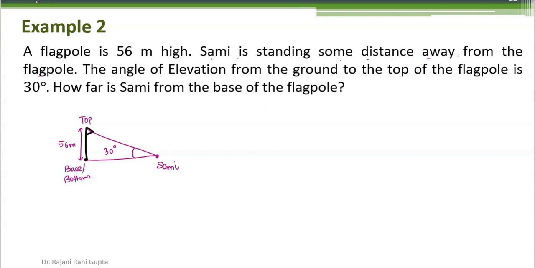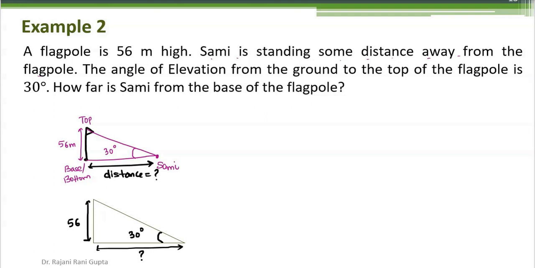So how far is Sami from the base of the flagpole? You have to find the distance between Sami and the flagpole. Converting it into a right angle triangle, we have the angle, which is 30 degree, and this height, which is 56 meter. We need to find the distance. Here, this is the flagpole. This is Sami. This is the flagpole.